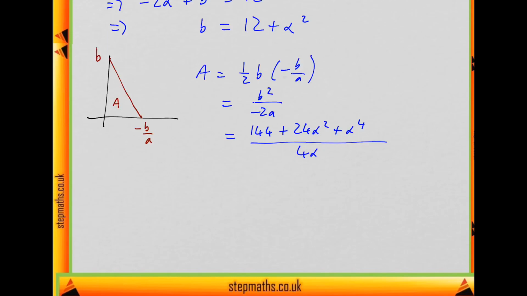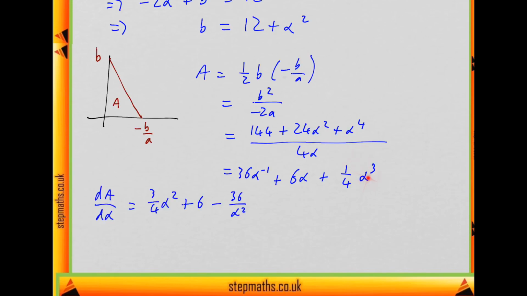And if I'm going to differentiate, I think it's easiest to divide 4 alpha into each of these terms. So when we divide 4 alpha into 144, 144 over 4 is 36, and then 1 over alpha is alpha to the minus 1, just for ease of differentiating. Here we get 6 alpha, and here we get a quarter alpha cubed. And now we want to differentiate.